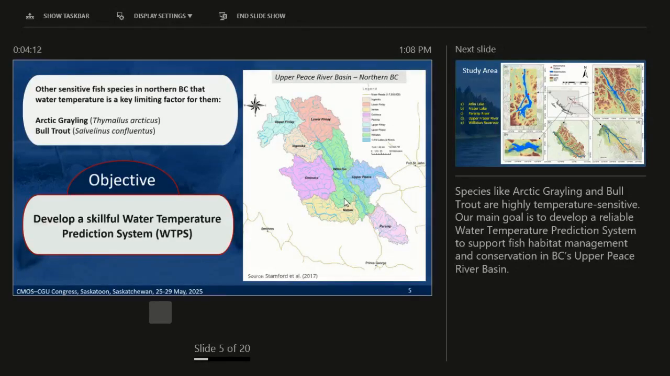So considering this increasing trend, especially in northern BC, and the issue that aquatic species are under the stress of this increasing water temperature, we decided to develop a water temperature prediction system using some modeling approaches which people are using in the field for research.